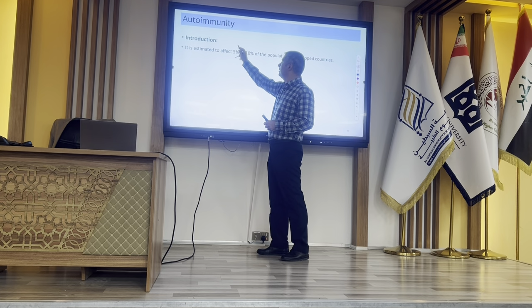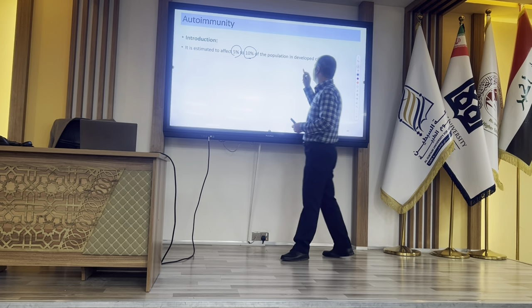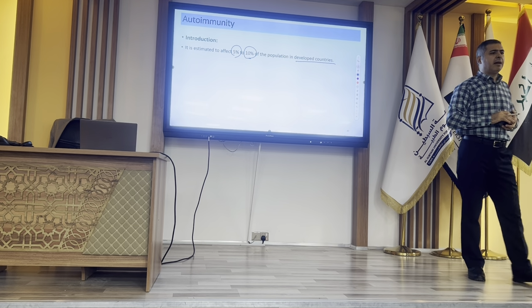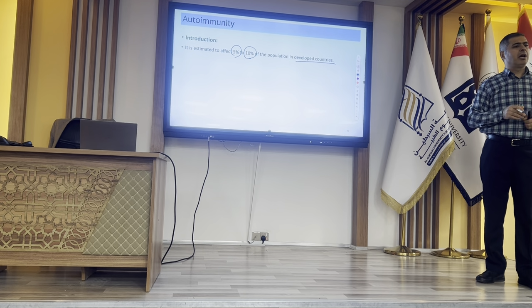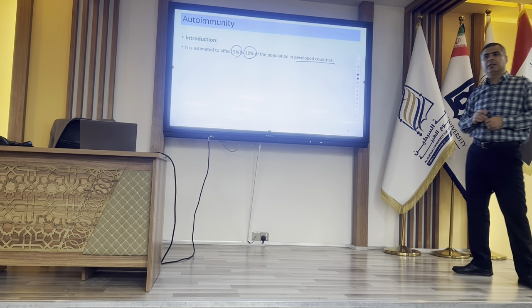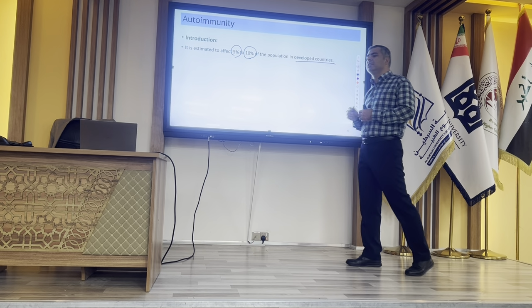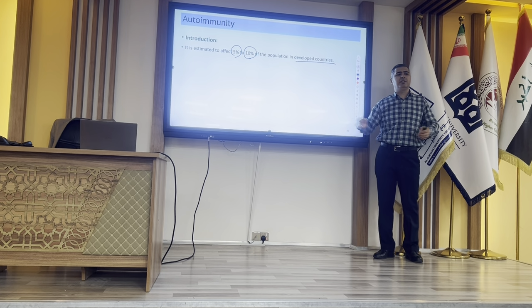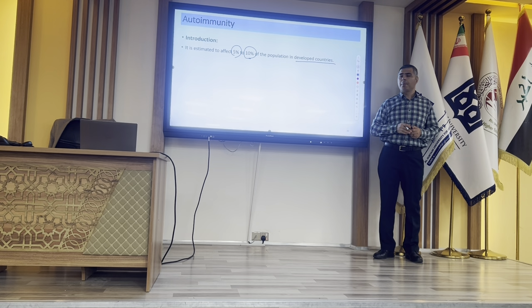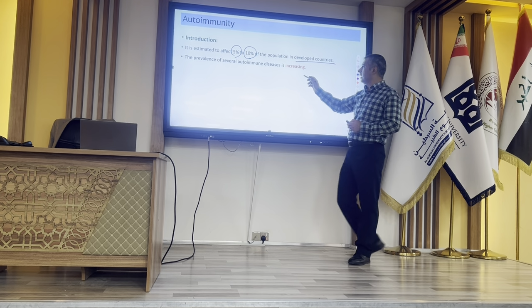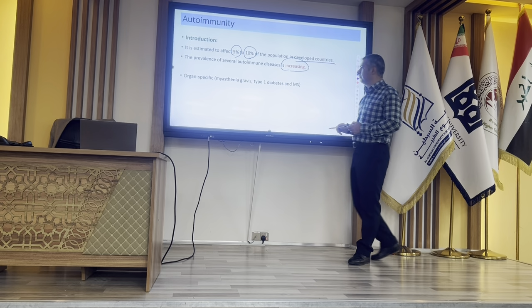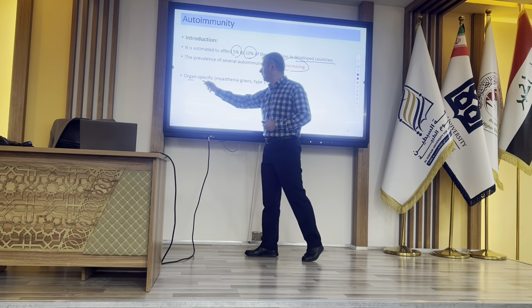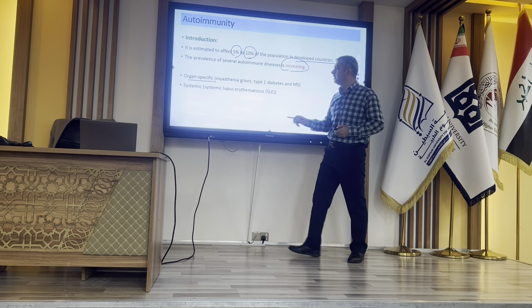It is estimated that 5 to 10% of the population in developed countries will have autoimmunity. And these days, the prevalence and incidence of autoimmune diseases are increasing in developed countries and even in developing countries. So the rate of them is increasing. It's very important. Some autoimmune diseases are organ specific and some of them are systemic.